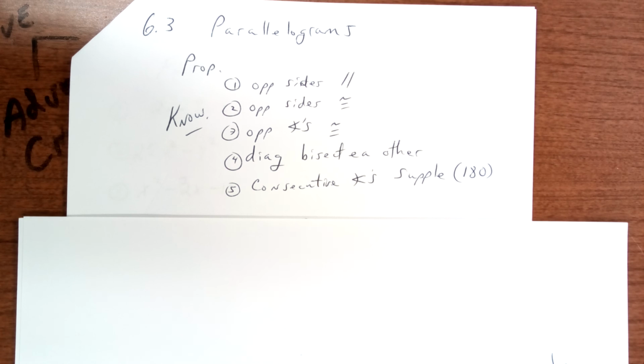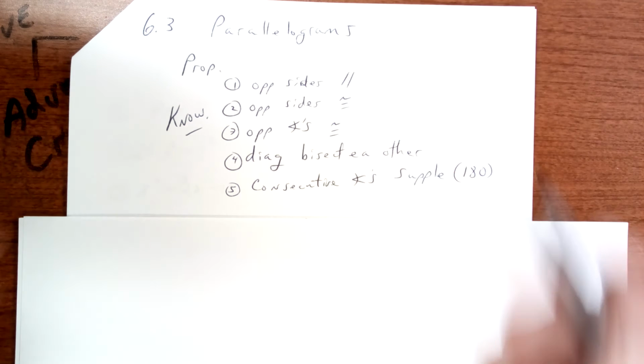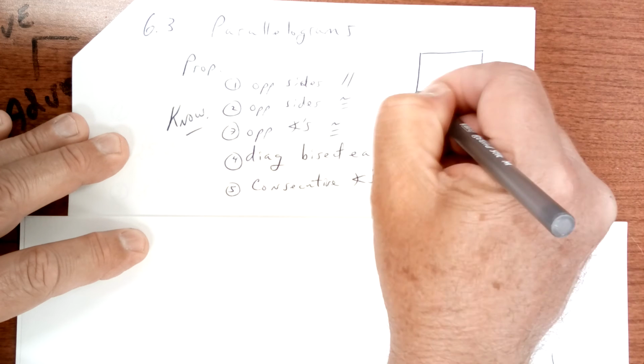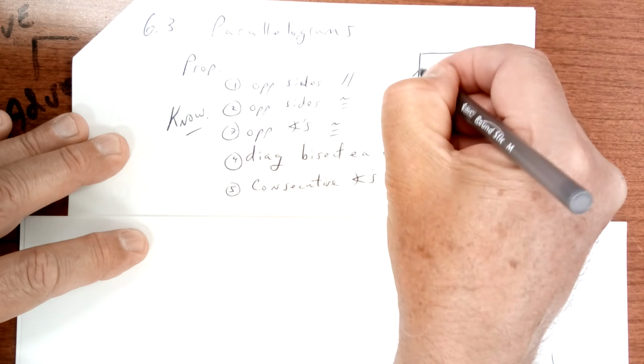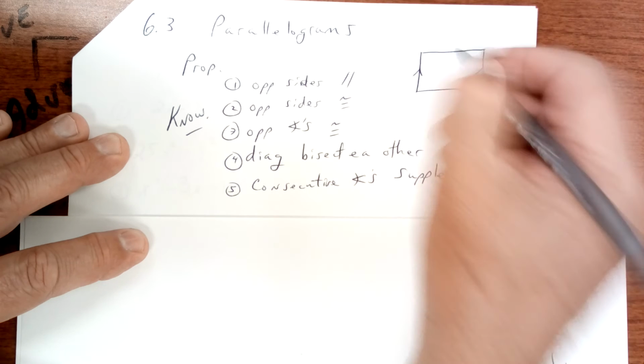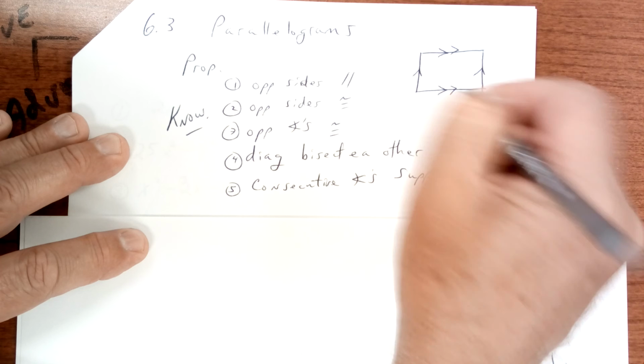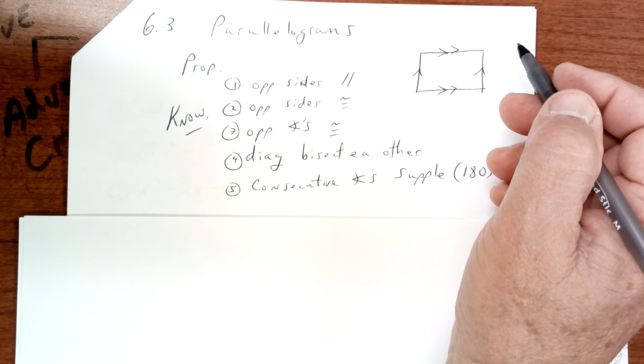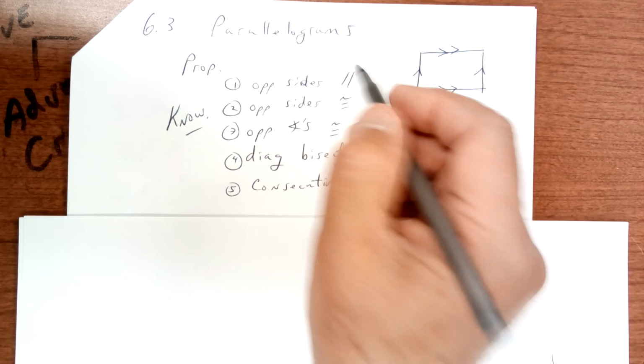All right, there's 5 properties you need to know for parallelograms. Number 1 is you got 3 opposites. Okay, so a parallelogram is like a rectangle. What it is is this side is parallel to that side. This side is parallel to that side. And that makes it a parallelogram. And here it is right here. Opposite sides are parallel.